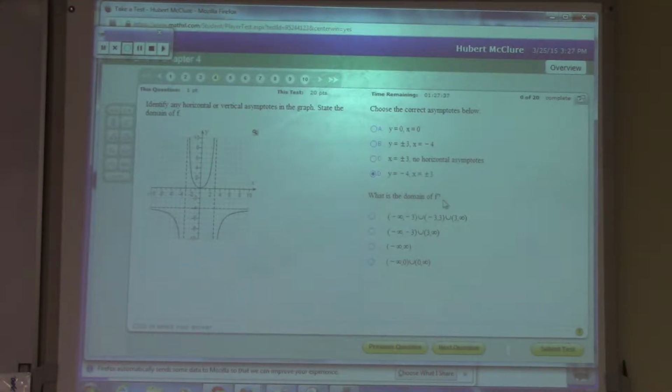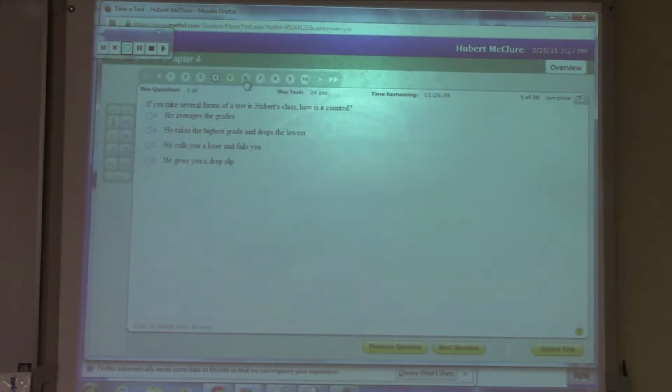What is the domain of f? Well, you start at the left, negative infinity to what? -3. Do you touch -3? No. So it's a parenthesis. Then from -3 to what? 3. And then from 3 to positive infinity. So whichever one has 3 intervals, that's it. 1, 2, 3. That's the answer. That's a gimme. This question right here, nobody should miss. No calculating, just look at it. Okay?